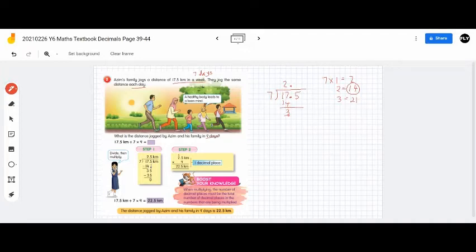7 minus 4, 3, 35. Oh, okay. So you have to continue your multiplication table. 7 times 5, 35. Okay, you can stop. Okay, they are the same. 7 times 5, 35.